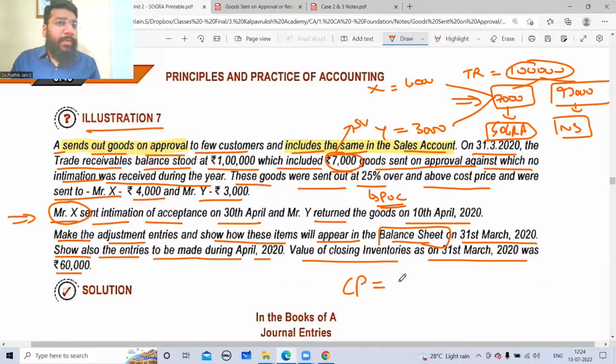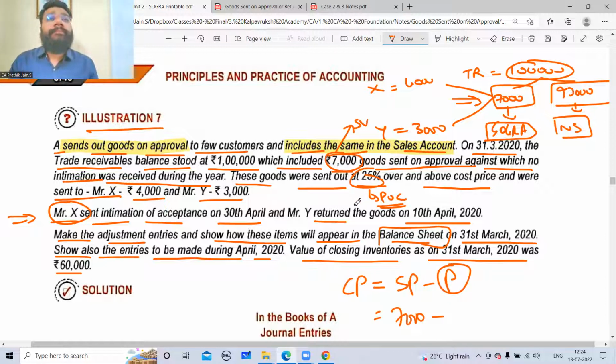So cost price is nothing but sale price minus profit. Sale price is 7,000. If you get profit on sale, guys, you can directly subtract it. So 25% is on cost. What will it be on sale? Always cost will be more and sale will be less, so profit on cost will always be a higher percentage. Why is the profit percentage more for cost? Because the cost price is less compared to the sale price. If the value is less, then the percentage has to be more to get the same profit.